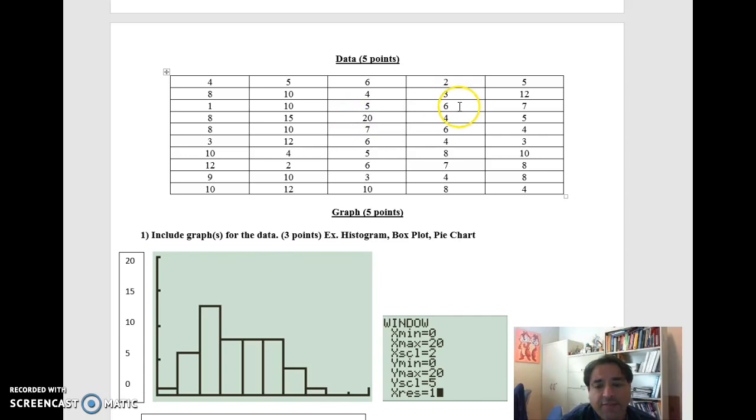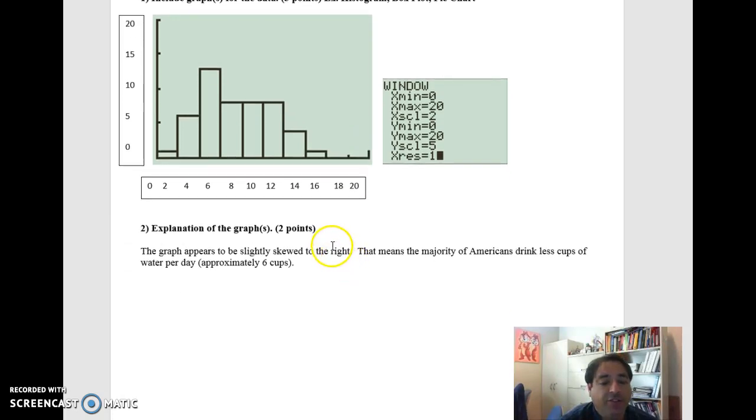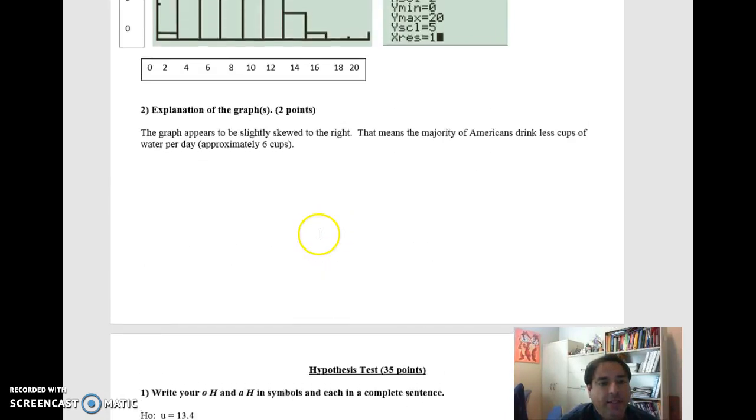Here's my data, 50 pieces of data. I made a histogram. I put my scale. I did this from the graphing calculator and noticed that it seems to be slightly skewed to the right, which means the majority of Americans drink less cups of water per day. And the largest was about 6.